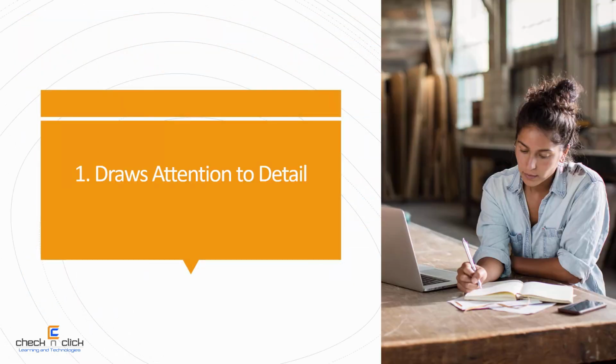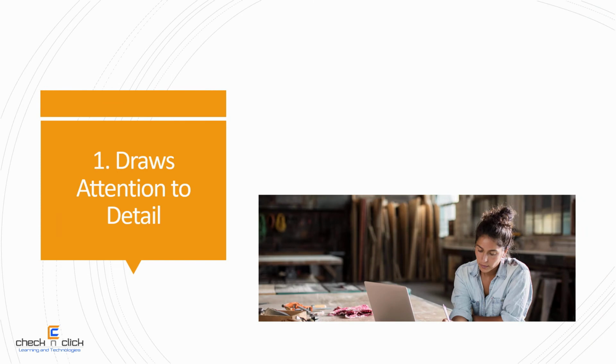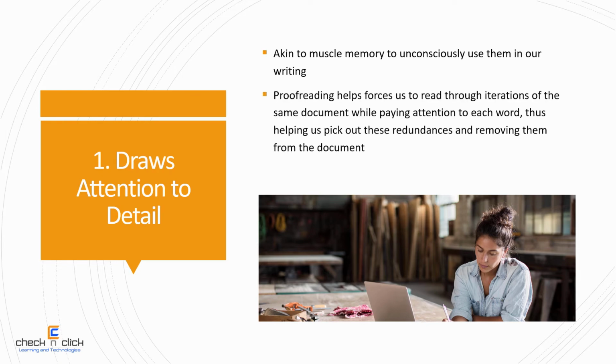We have all had days where we've written without paying attention to what we're typing out. As a result, we've used redundant phrases such as revert back, repeat again, close proximity, etc. without even realizing it. Since many of these phrases are commonly used in everyday language, it is akin to muscle memory to unconsciously use them in our writing. This is where proofreading helps. It forces us to read through iterations of the same document, while paying attention to each word. This helps in identifying these redundancies and removing them from the document.